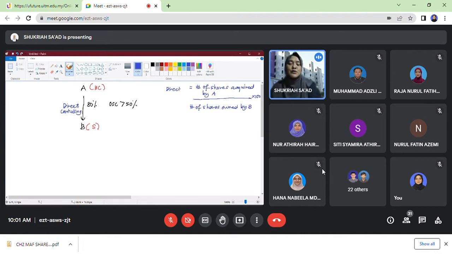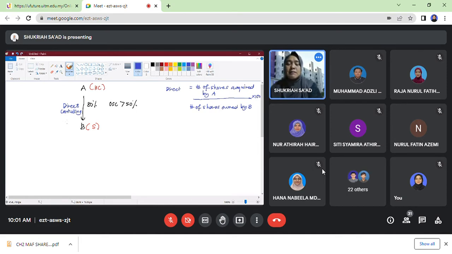Because some of you buat kira, dikira salah. Salah percentage, maknanya jawapan tu salah daripada A sampai ke Z, sebab percentage yang diguna dah salah. So semua salah. Okay, itu tanda-tanda boleh fail lah.